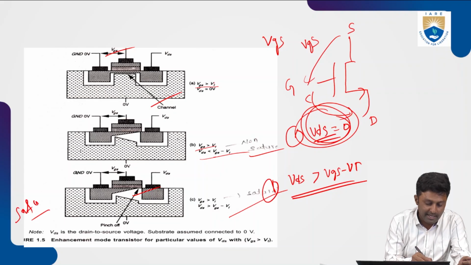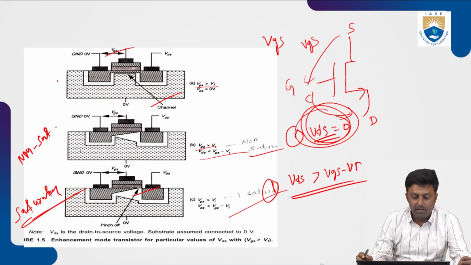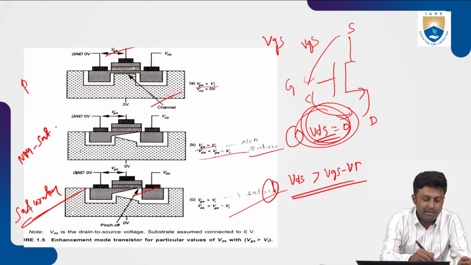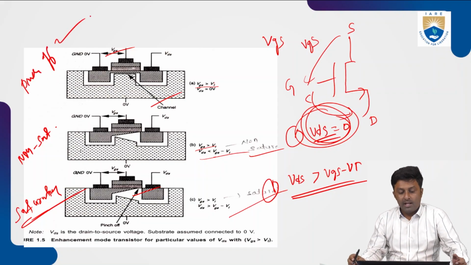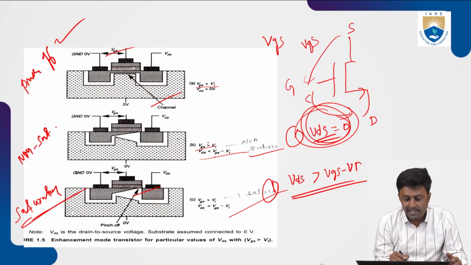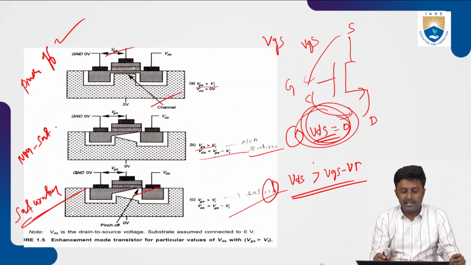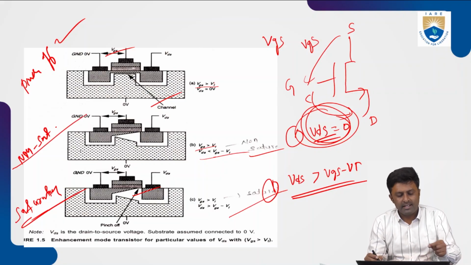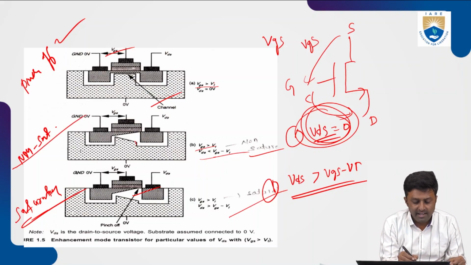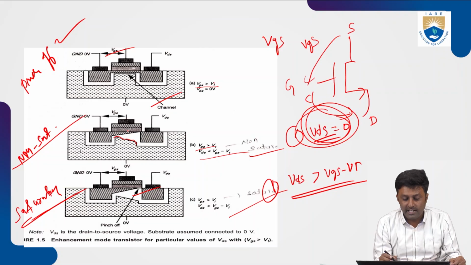So now we can say that the transistor operates in 3 regions: the saturation region, the non-saturation region, and the pinch-off region. If VDS equals 0, it is the pinch-off region. If VDS is less than VGS minus VT, we call it non-saturation. Here in the non-saturation region, a small current flows.